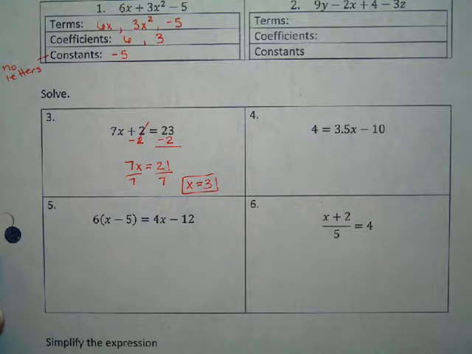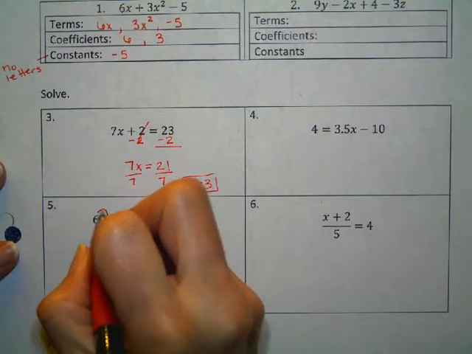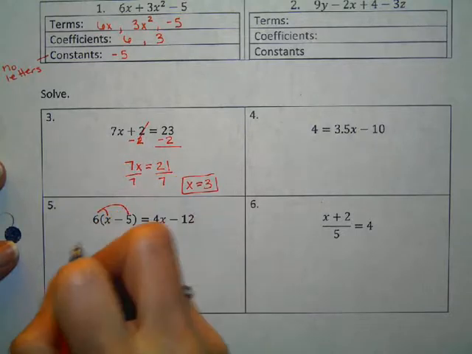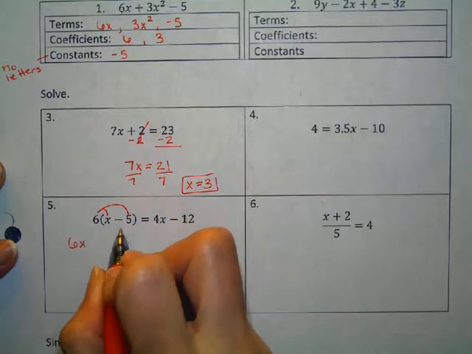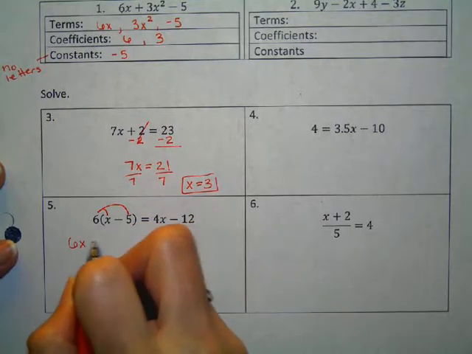Question 5, when you have a parenthesis in a problem, you're going to distribute. So first step to get rid of parentheses is to take 6 times x and 6 times negative 5. 6 times x is 6x. And this is 6 times a negative 5, which is negative 30.